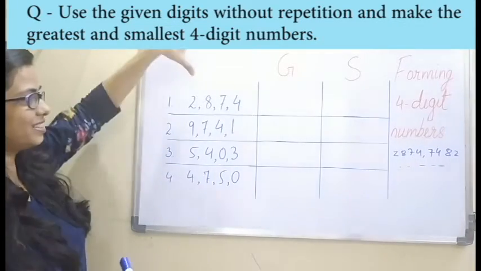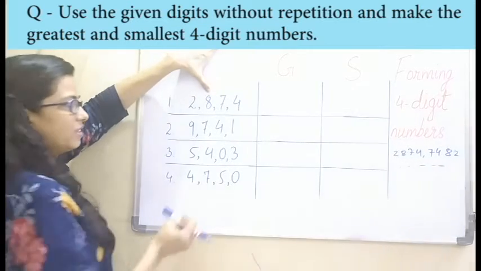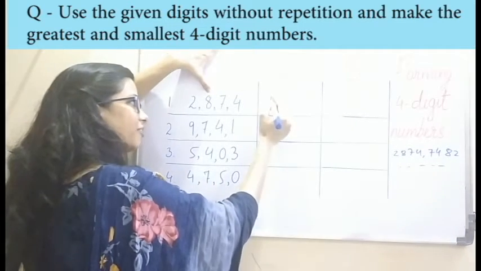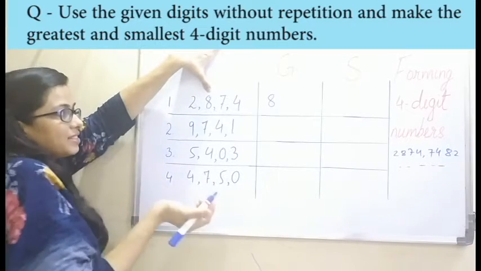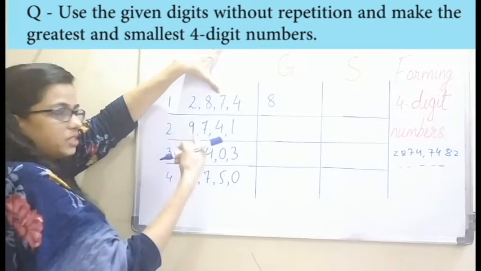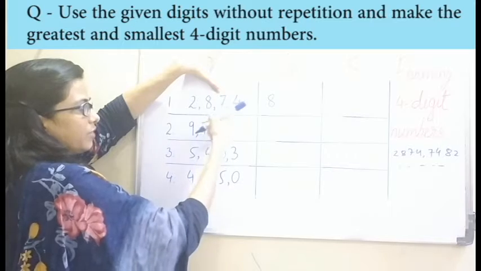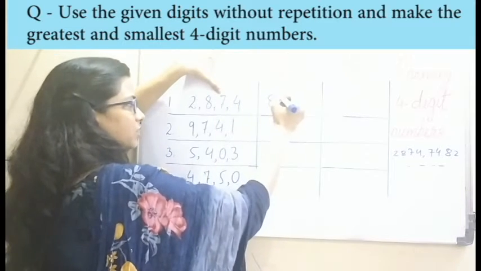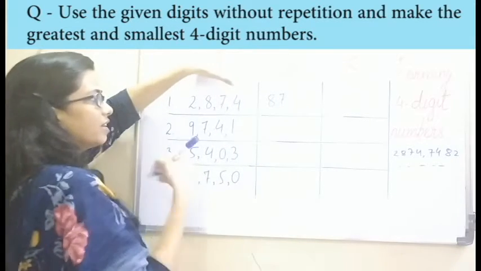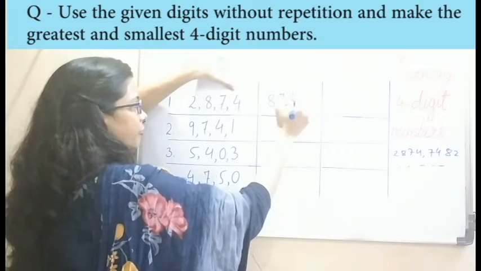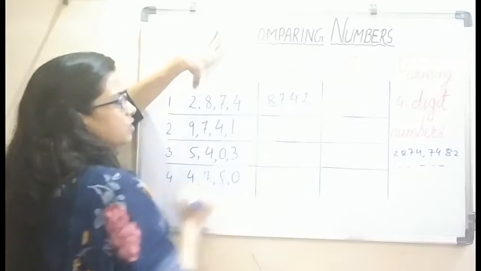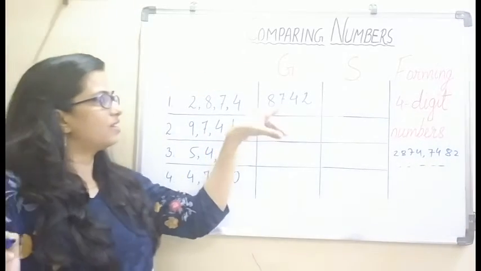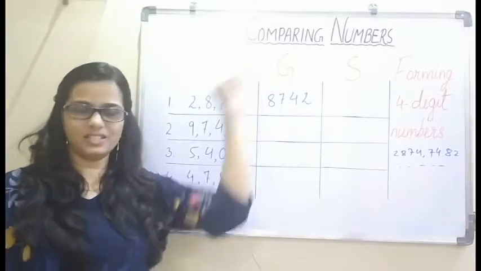So what we do is, for the greatest number, we find the greatest digit first, which is 8. So we write 8 first. Then we find the next greatest out of the remaining digits. Out of 2, 7 and 4, 7 is greatest. So we write 7. Then the next greatest is 4 and the remaining one is 2. So we get 8,742 as the greatest number.